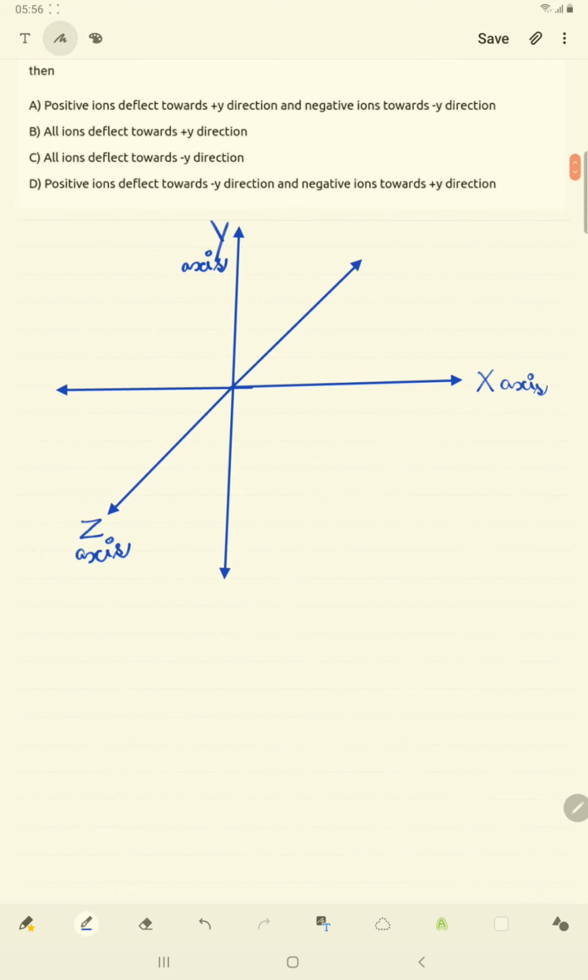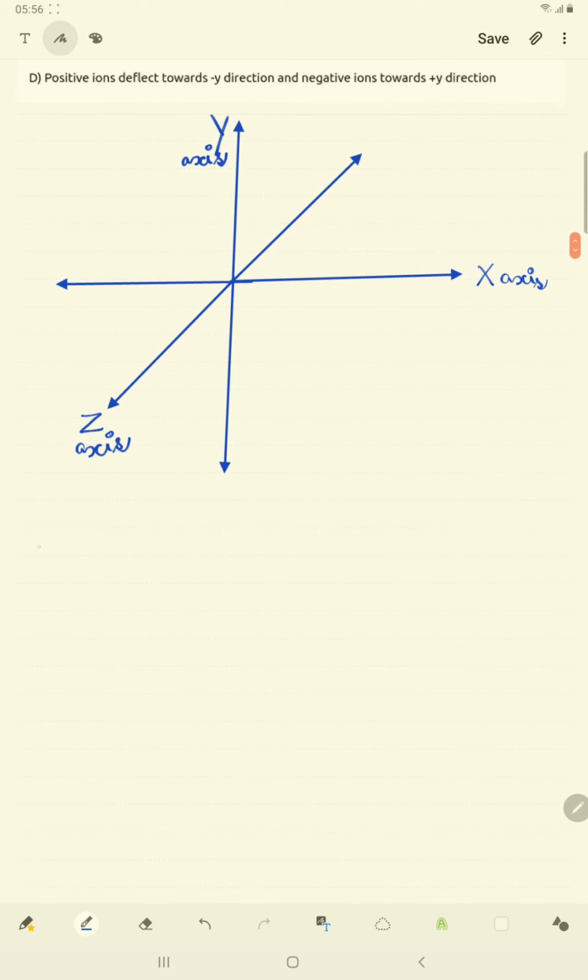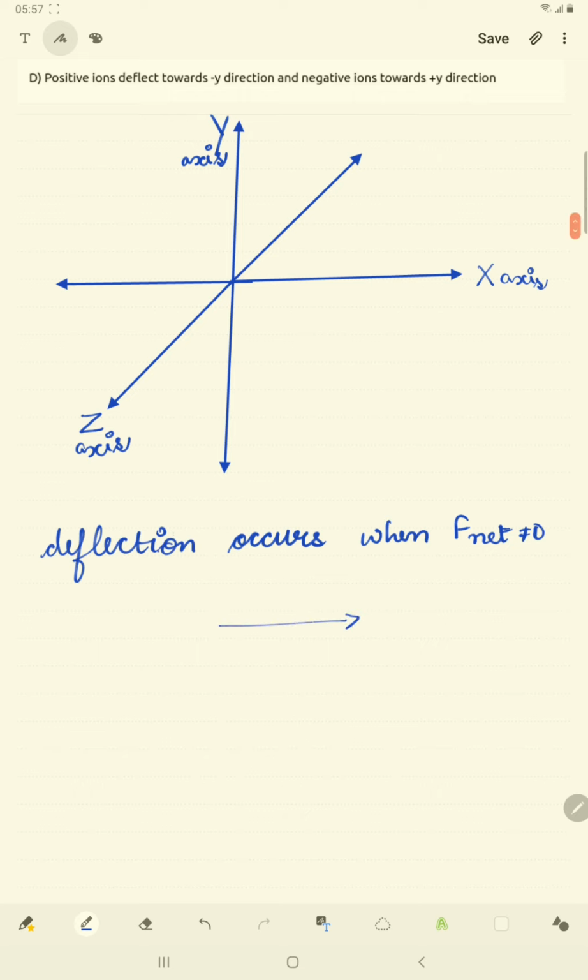So the deflection, as you all know, occurs when F net is not equal to 0. So when the particle is moving in a certain direction, and a force acts in certain other direction like this, or any direction like this, the particle is bound to get deflected from its original trajectory. So we need to find the deflection of the particle.